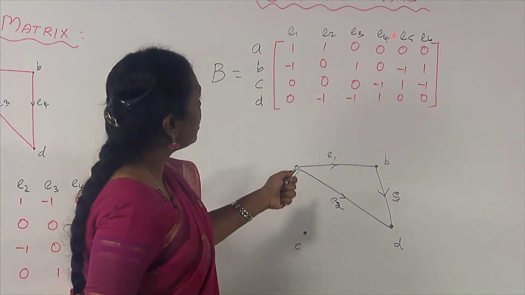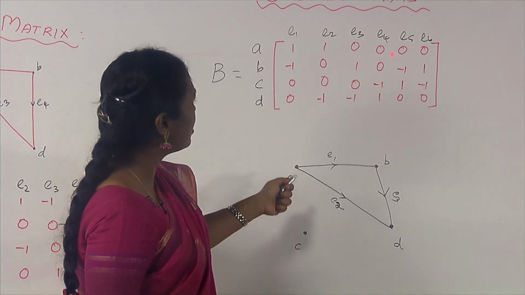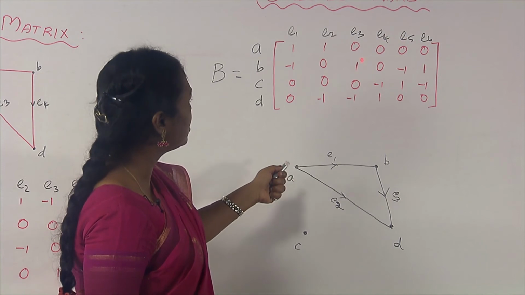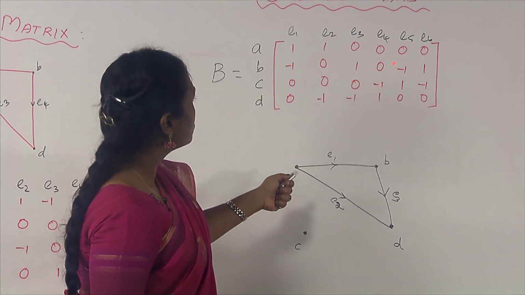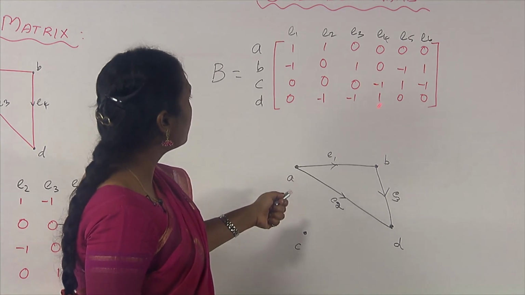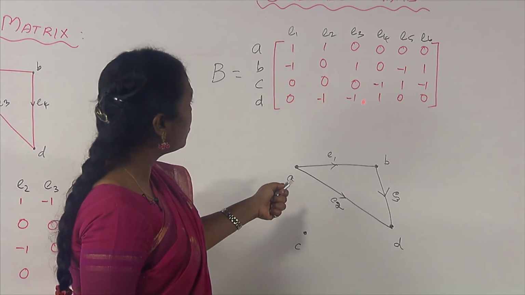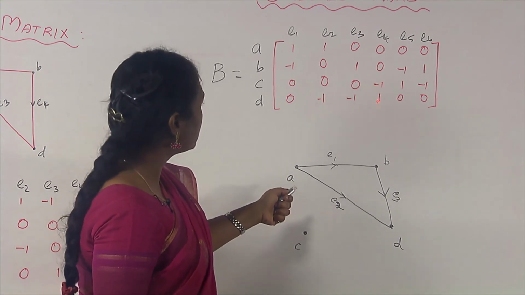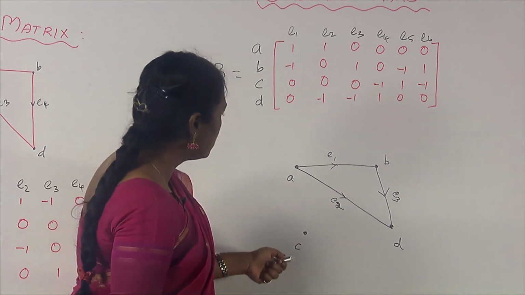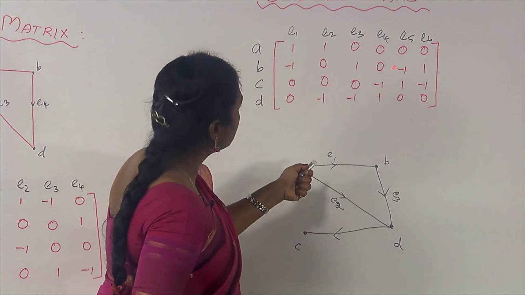Next E4. E4 is again here it is -1 and 1, the rest are all 0, which means there are no connections between the other vertices. So, -1, 1. So, it is starting at D and going to C, because C it is coming inside, that is why it is -1. So, it is starting at D and going to C. So, D to C. So, this is your E4.